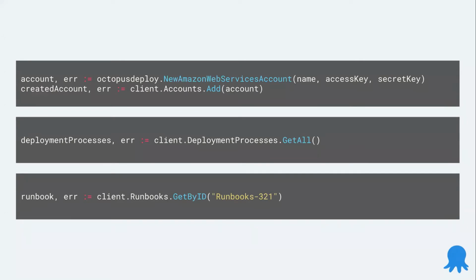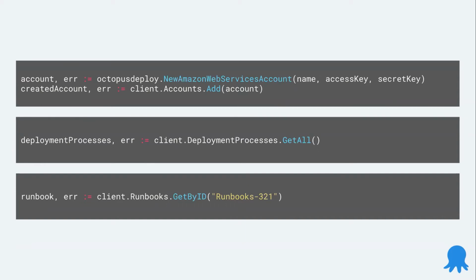The second example is an example of getting all the deployment processes that I've defined inside of a project. So I can call the API get all. There are other ones as well. I can say get by ID, get by name, etc. And then the third example is one showing how to get runbooks. So if I want to get a runbook by its ID value, I can simply just call get by ID and give the ID value there.